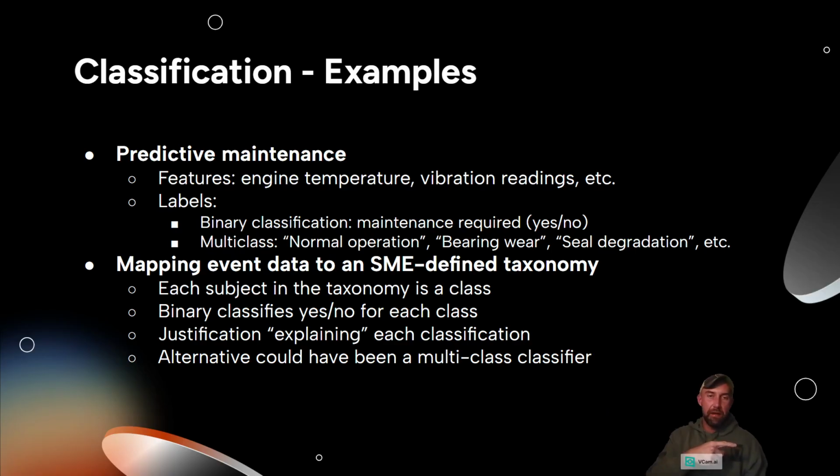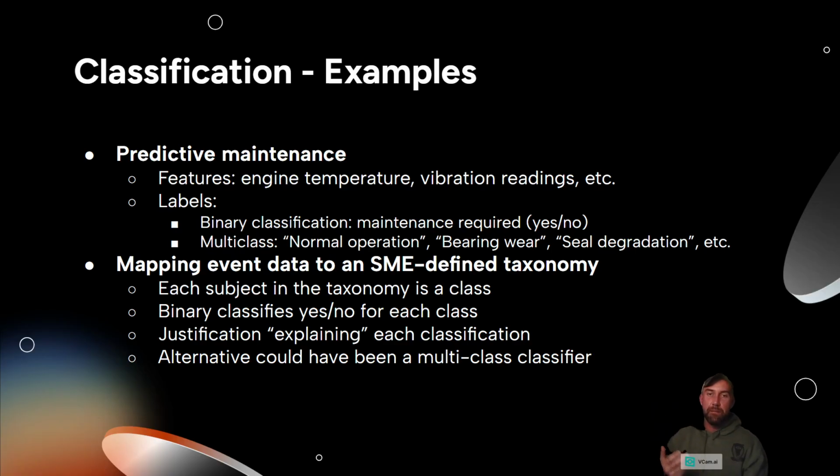Going back to the example I talked about earlier, where we had our event analysis using a defined taxonomy, in the way we've implemented it in our organization, we use a binary classifier. We have the event narrative, and then we have our taxonomy of potential causal factors. And we're going through each causal factor as a binary classifier saying yes, no, yes, no, yes, no.